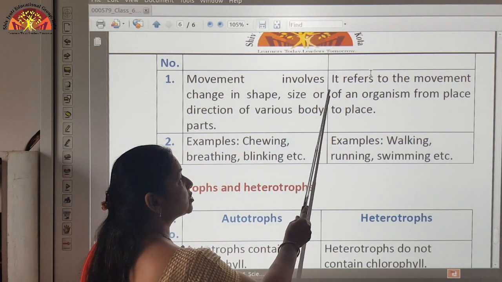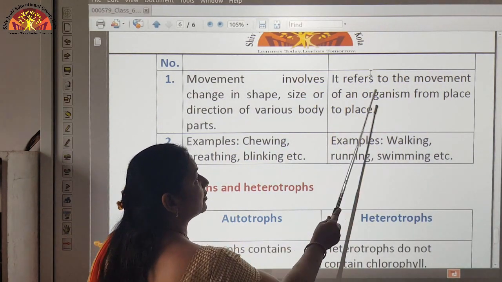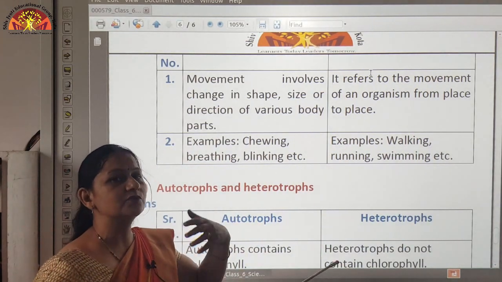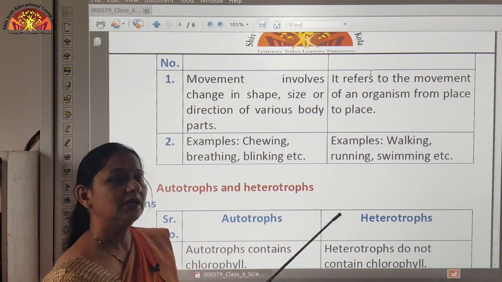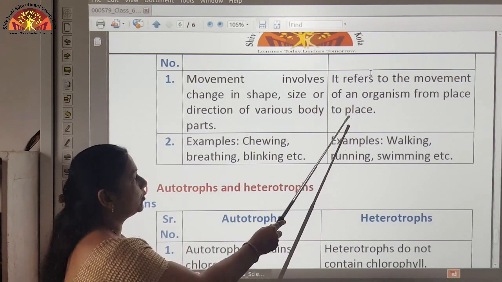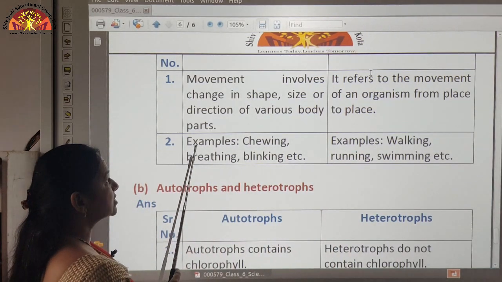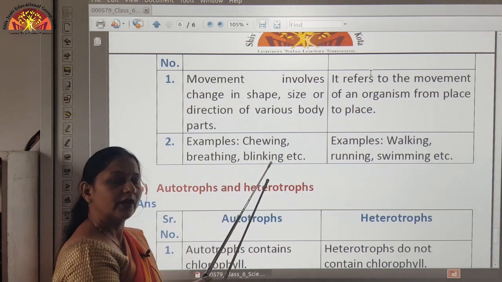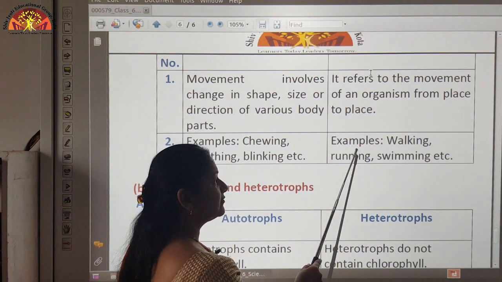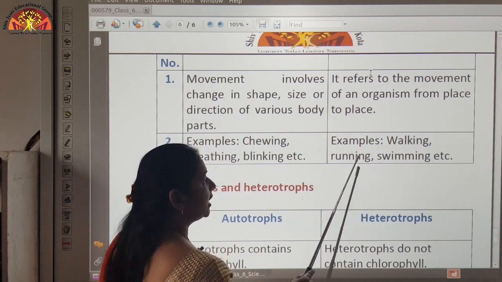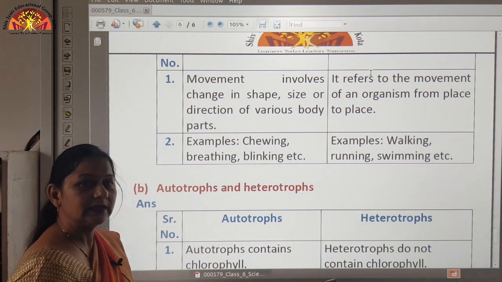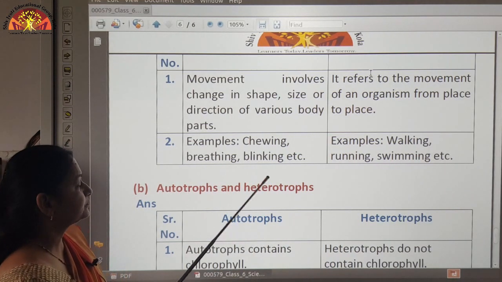But locomotion refers to the movement of an organism from place to place. If the whole of the animal is moving from one place to another, then we call it locomotion. Examples of movement are chewing, breathing and blinking of eyes, and examples of locomotion are walking, running, swimming. When the animals are walking, we call it locomotion.